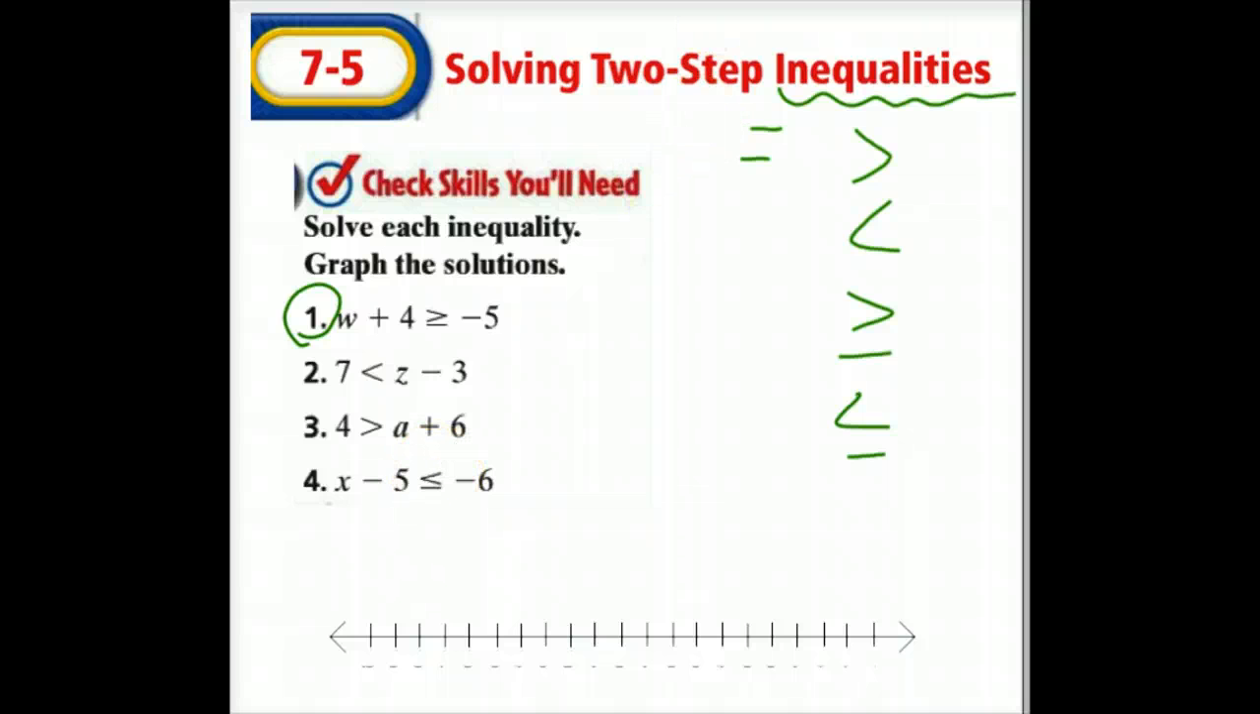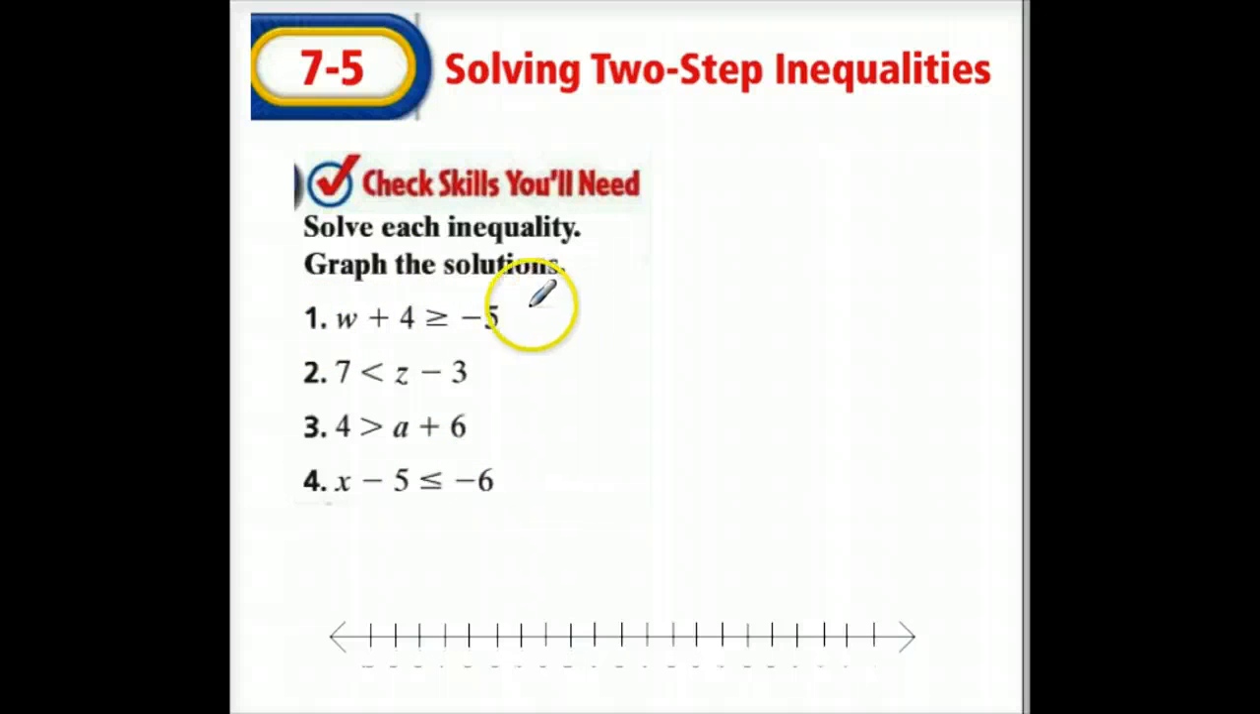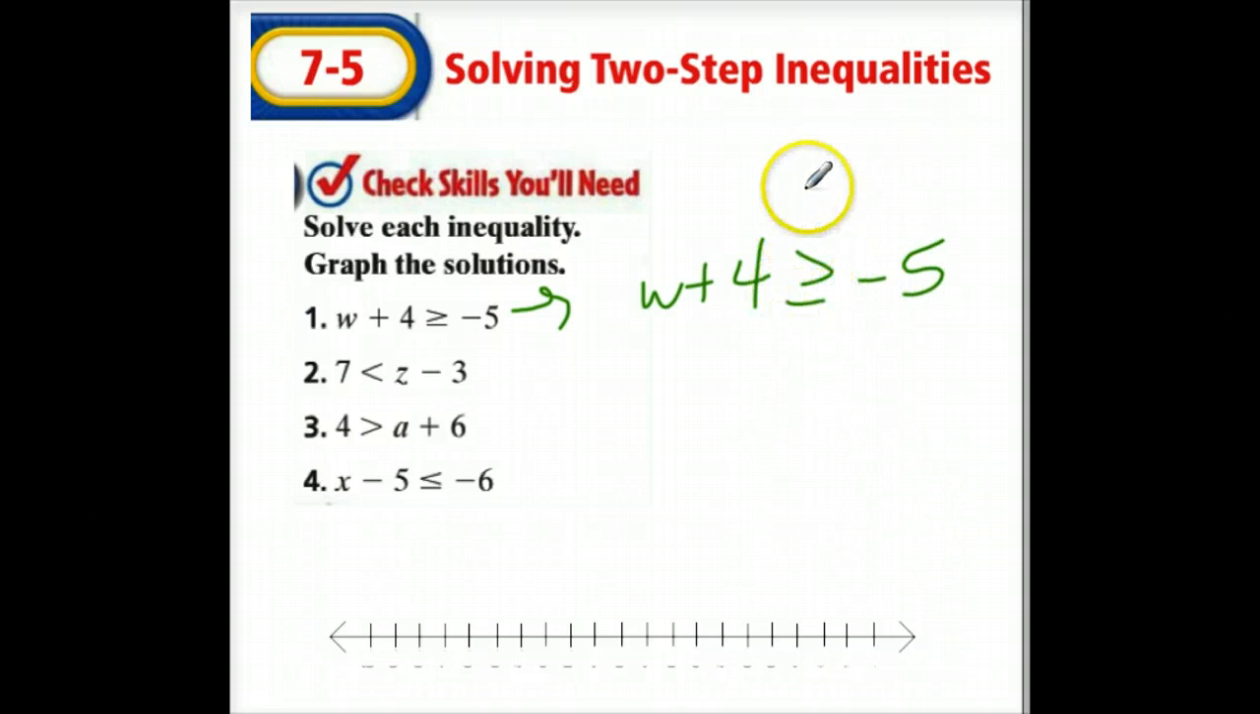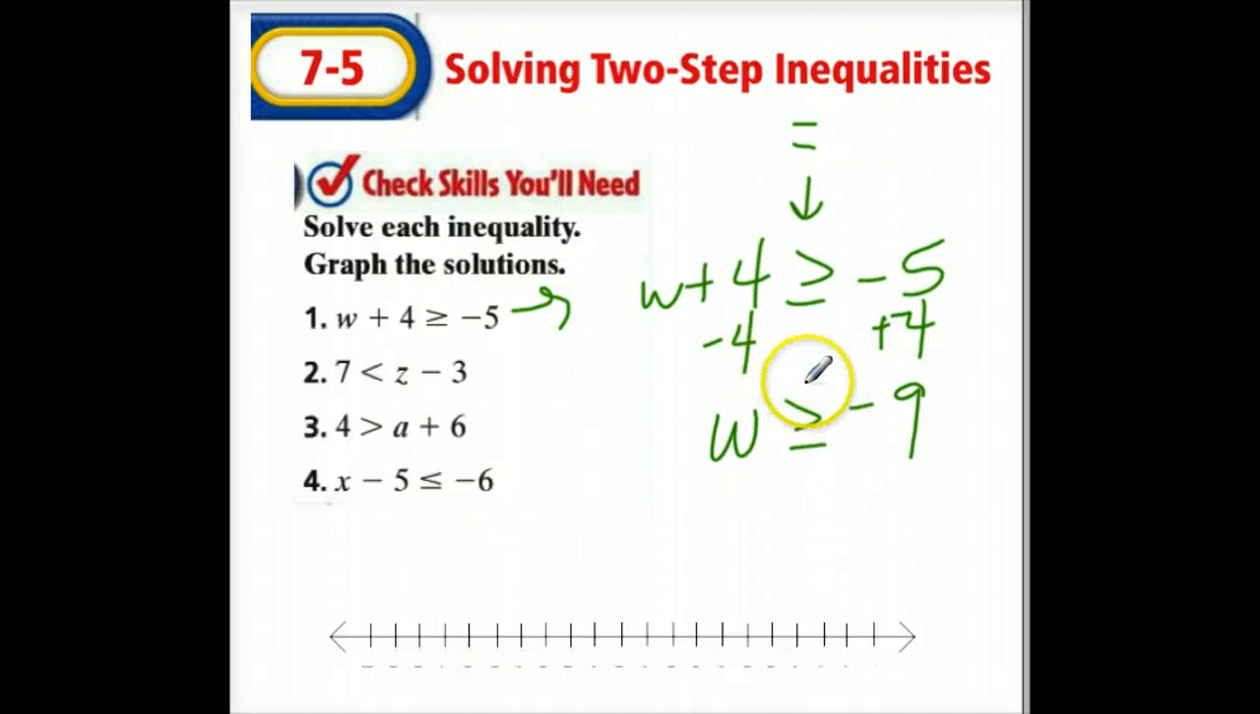Let's practice one of those. So if I look at number 1, w plus 4 is greater than or equal to negative 5. You solve these just like an equation, as if this was an equal sign. Get rid of the constant by doing the opposite operation. So I'm going to minus 4 instead of adding 4. Do that to both sides. I have just w greater than or equal to negative 5 minus 4, which is the same thing as adding a negative, negative 9. W is greater than or equal to negative 9.